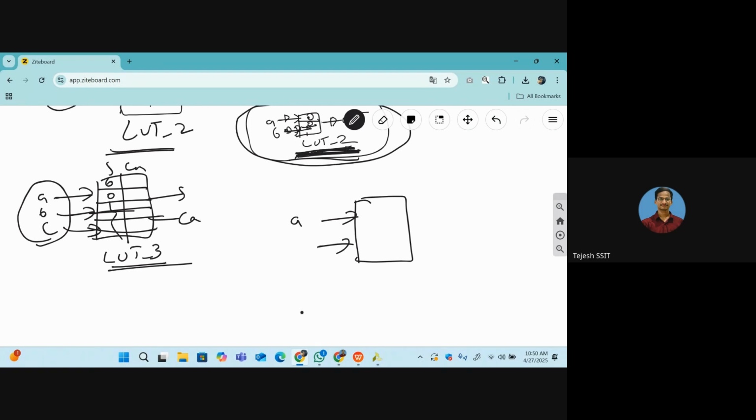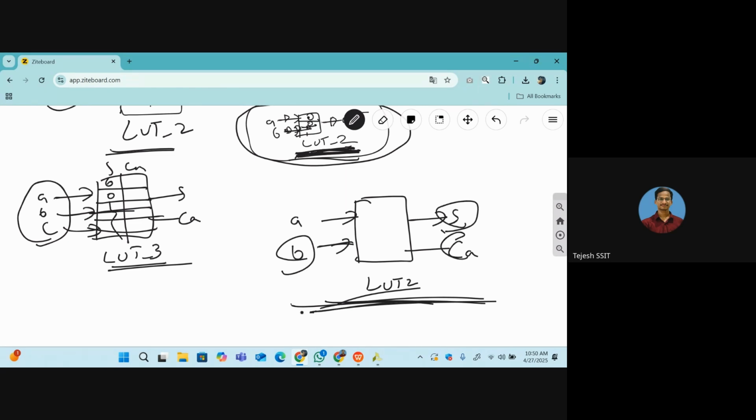I will show it like this. Suppose I take the half adder, sum and carry. So this is the LUT2. Why doesn't it go to this one? Why did it not choose this one? They have two inputs, but they have two outputs. Why don't they choose this one?